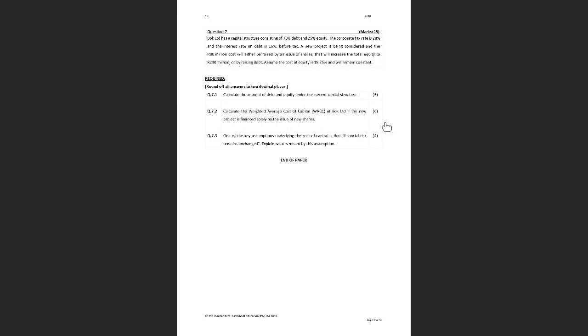Then assume the cost of equity is 18.25% and will remain constant. So calculate the amount of debt and equity under the current capital structure for 5 marks. Calculate the weighted average cost of capital if the new project is financed solely through the issue of new shares for 6 marks. And then financial risk remains unchanged for 4 marks. Explain what is meant by this assumption.